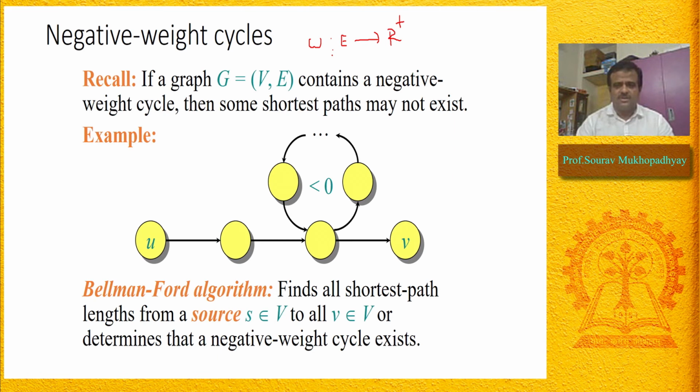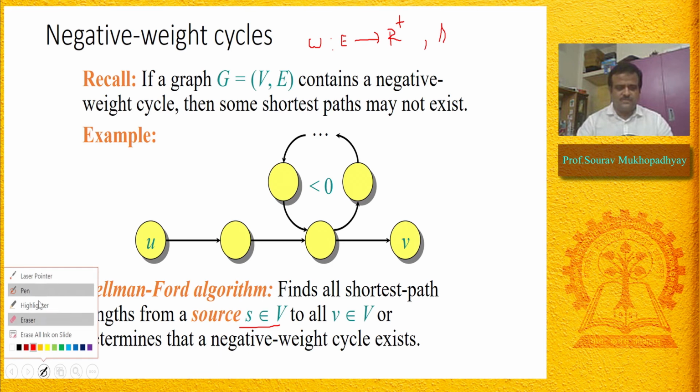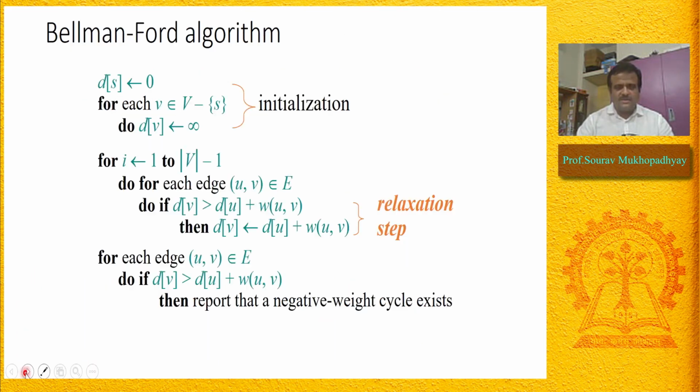There is no restriction on non-negativity, and we have a source vertex S, which could be any vertex, that is also part of the input. And we have to find delta of S comma v, the shortest path weight, for all other vertices from S including S, or we have to report that there is a negative cycle, in which case the shortest path will not exist.